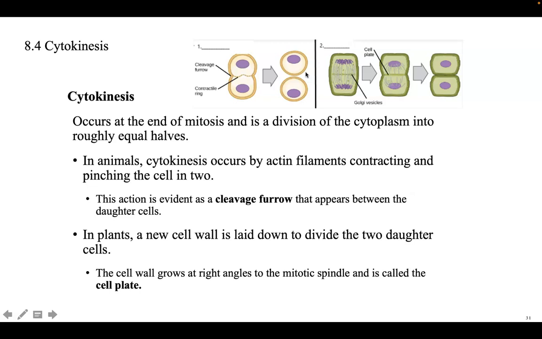In plants, when you're trying to see whether these cells are going through cytokinesis, whether they are about to divide, you can observe the production of this cell plate, which is basically what will be a new cell wall between the two separated cells. But it's not quite yet, so we call it a cell plate. The cell wall grows at right angles to the mitotic spindle and is called the cell plate. So this is in plant cells. Animal cells, we have a cleavage furrow. Plant cells, we have a cell plate.